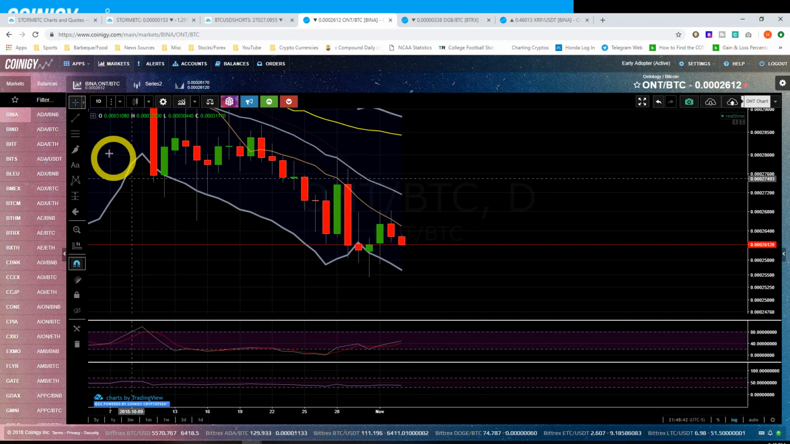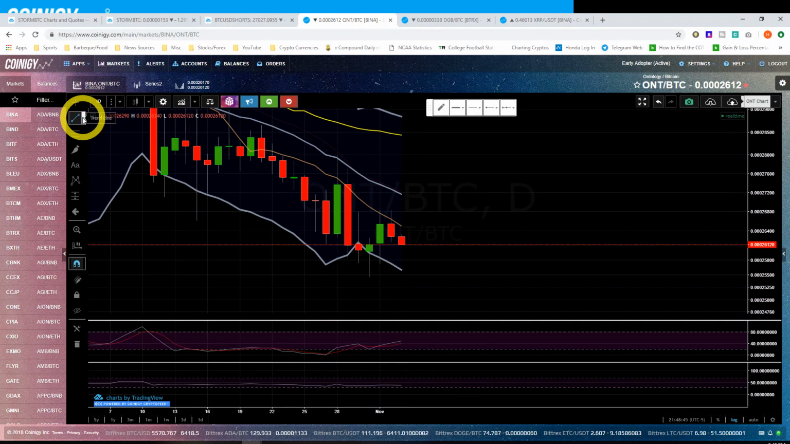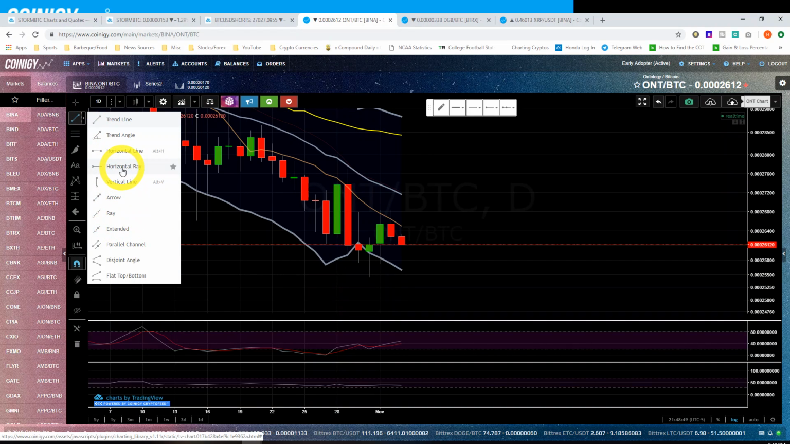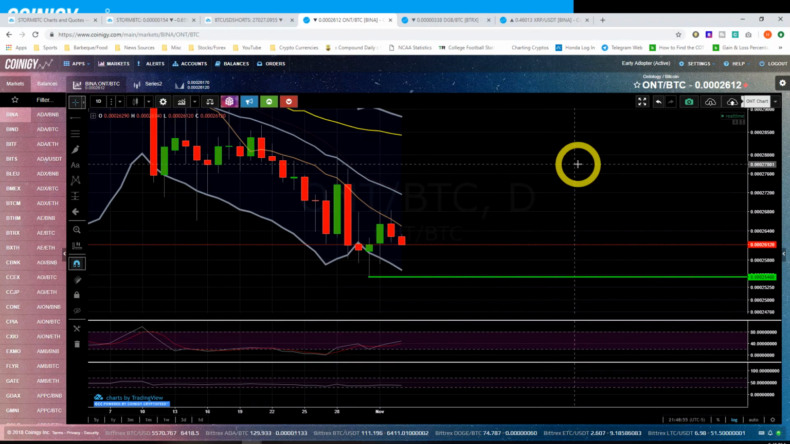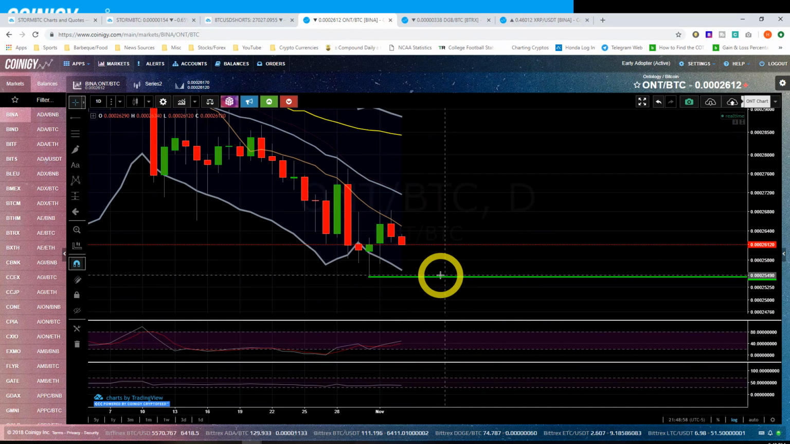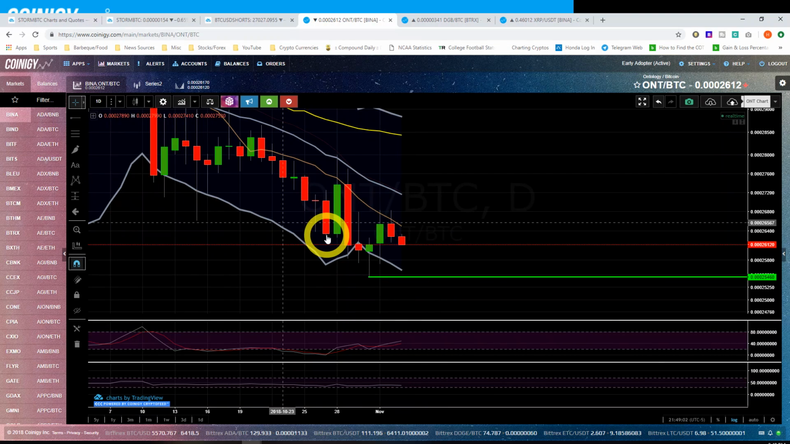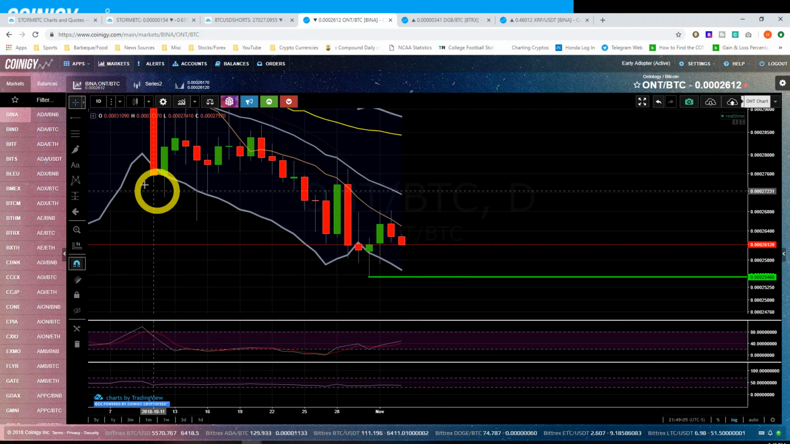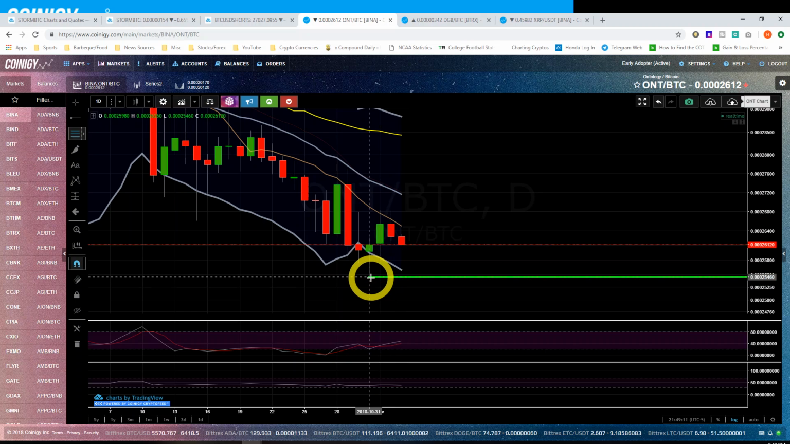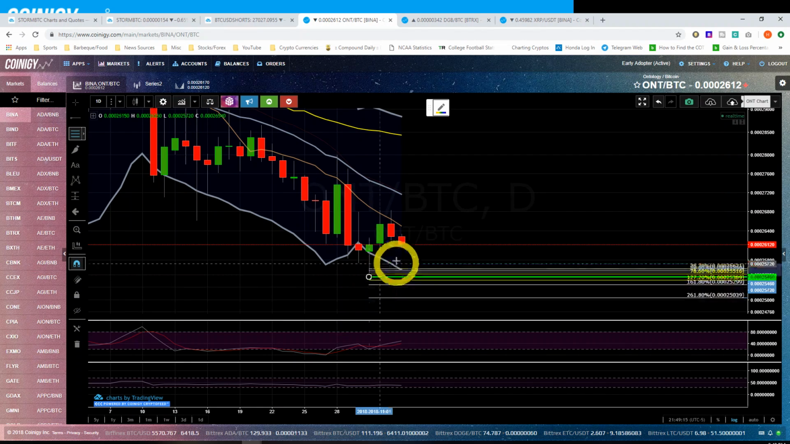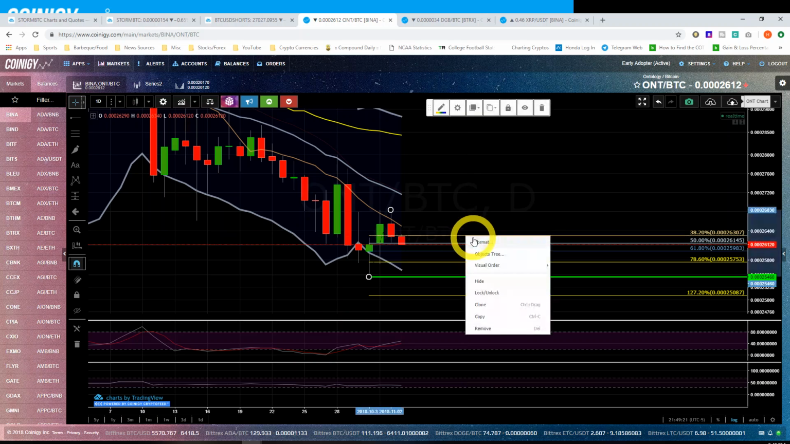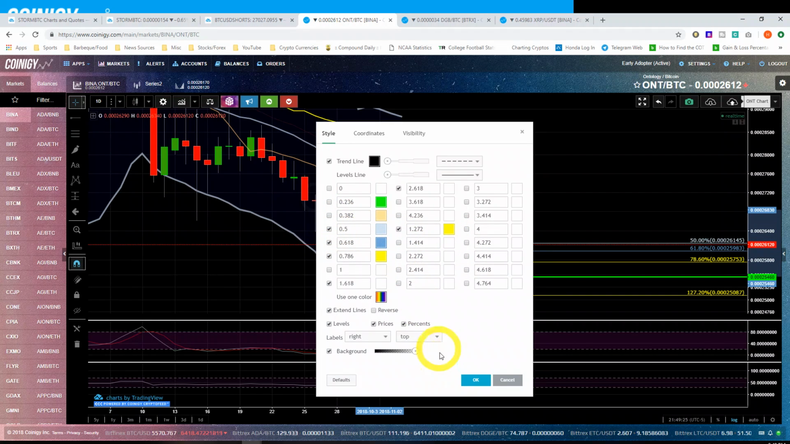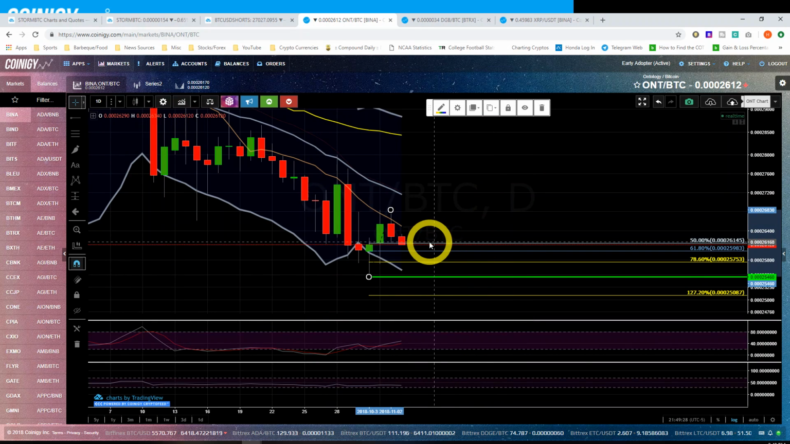So now what you want to do is go over here and create a horizontal ray. That's your support, right? And so you get a big bounce off that, and now you're retracing. And now what do you want to do? You want to go in and look at your fib retracement. So we're going to take a retracement from the bottom here to the high here. Let's clean it up a little bit. So it's broken the 38.2. It's broken the 50.